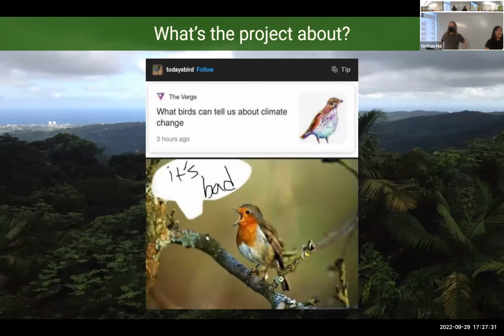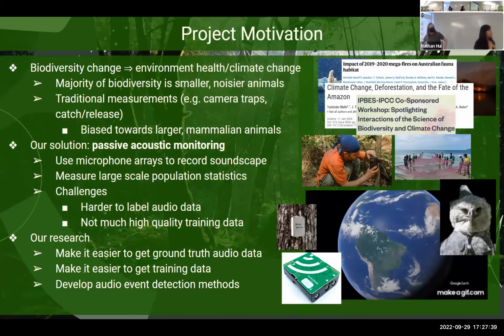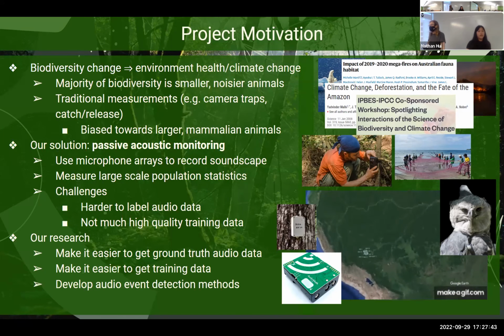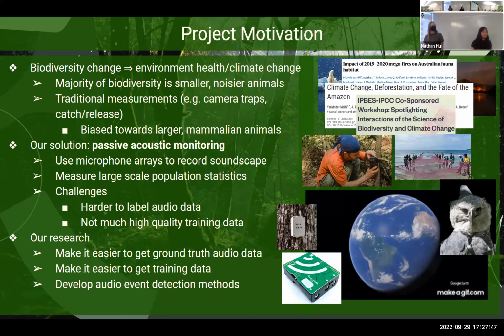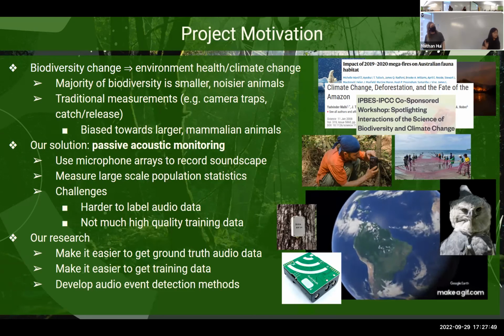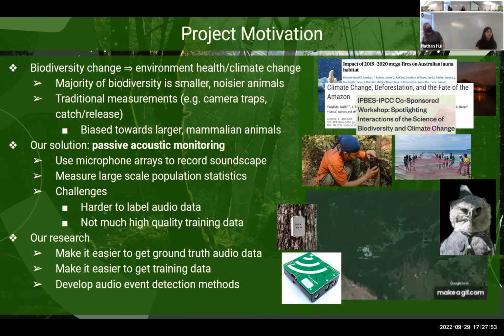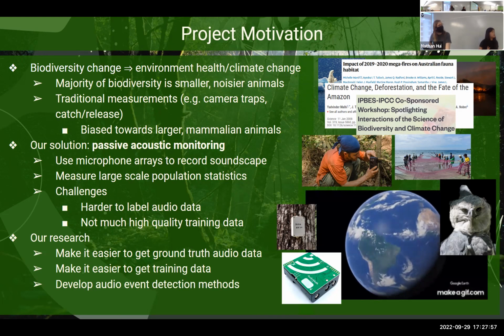So, a high-level overview of our project. What can birds tell us about climate change? It's bad. Changes in biodiversity can help indicate changes in environmental health and climate change. A majority of biodiversity is not in larger mammals. It's actually in smaller, generally noisier animals. So traditional measurements like catch and release and camera traps don't do as well.